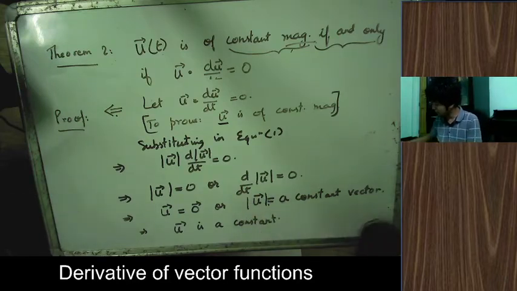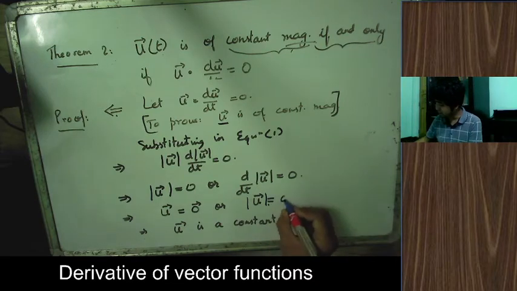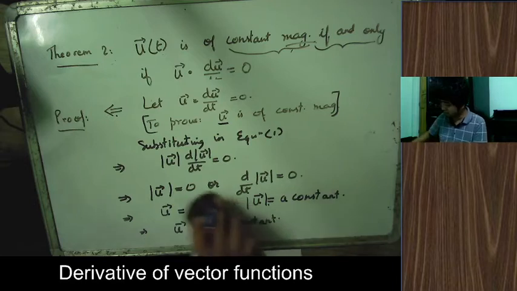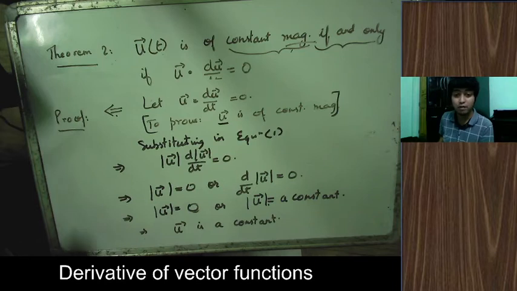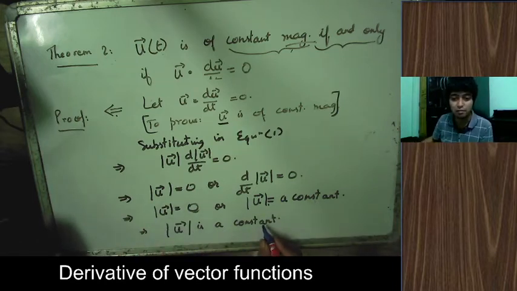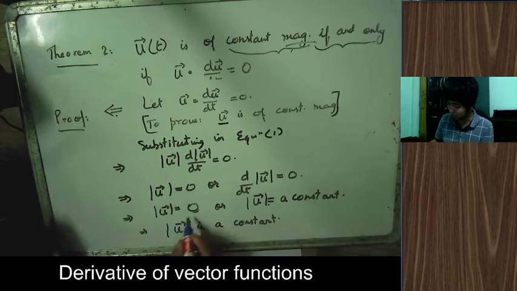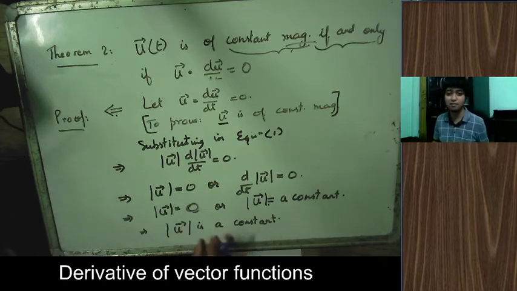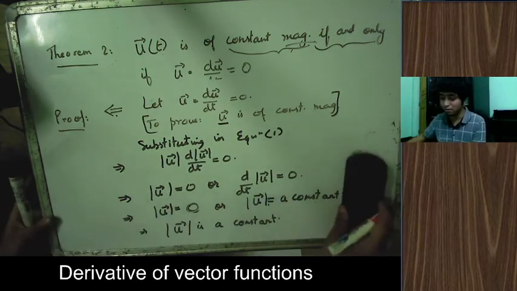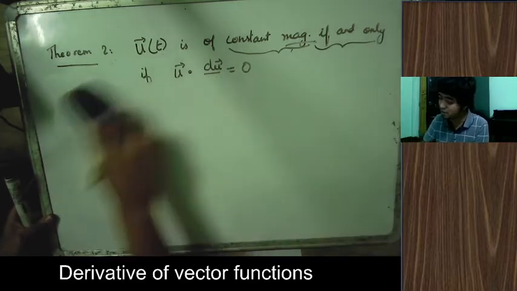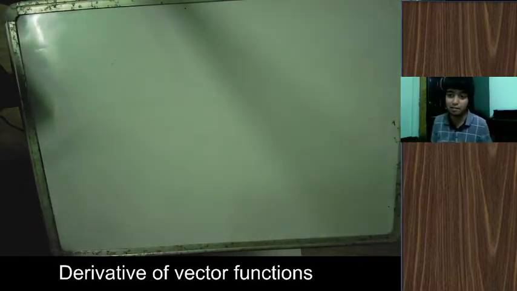U bar is constant. Okay, so sorry, over here also it should be this one. Okay, so whether it's this one or this one, we will always have that magnitude is always a constant. Okay, because 0 is still a constant. Okay, so this is what we have. So this also proves theorem 2. Okay, they are very easy theorems. You just have to remember the starting point.